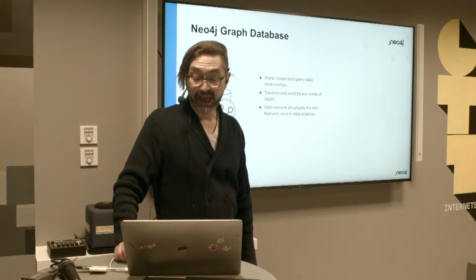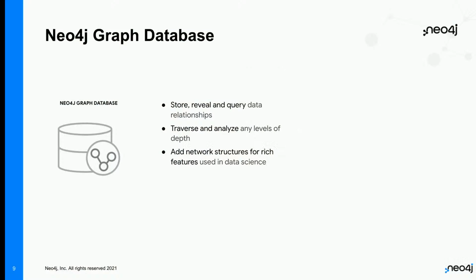Okay, so we've covered, I think, all of this stuff already. Neo4j is a graph database. It's got a property graph model as the data structure itself, and it's a database. So you can put, get, and query for stuff.